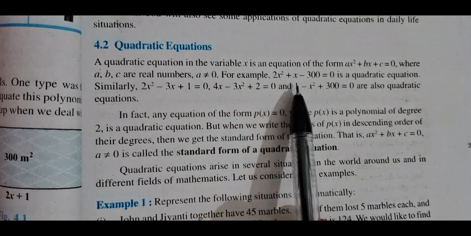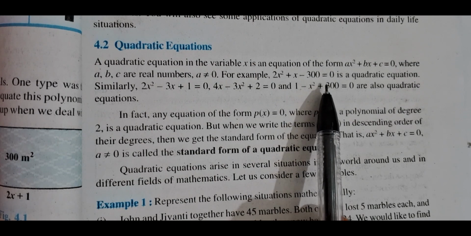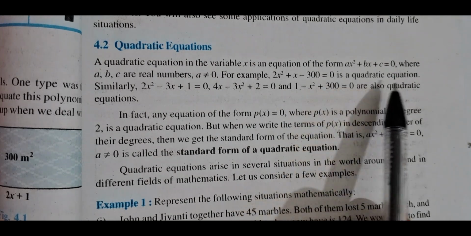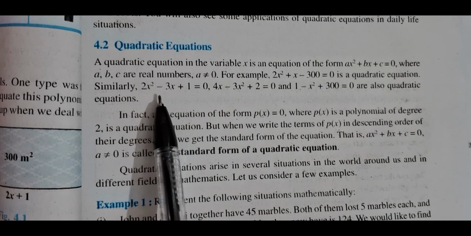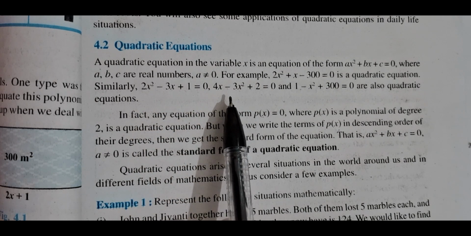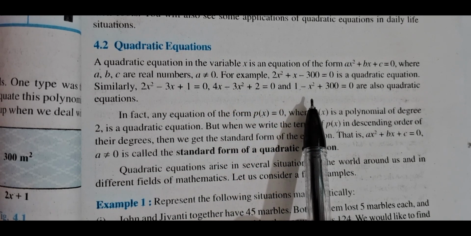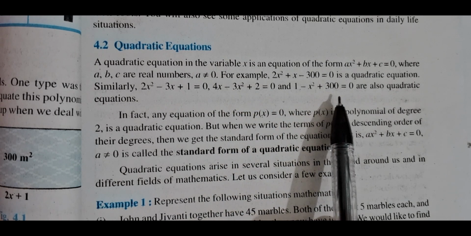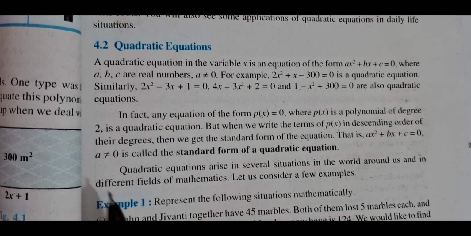Now in this example, 2x square plus x minus 300 is equal to 0 is a quadratic equation. And even here also 2x square minus 3x plus 1 is equal to 0. 4a minus 3a square plus 2 is equal to 0. 1 minus x square plus 300 is equal to 0 are also quadratic equations.